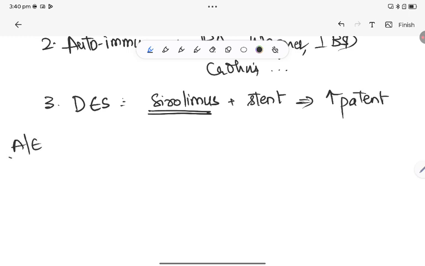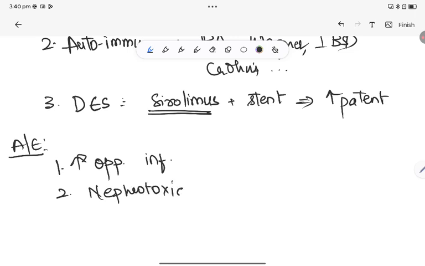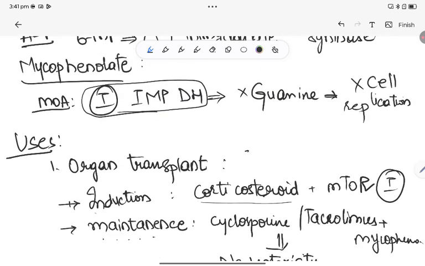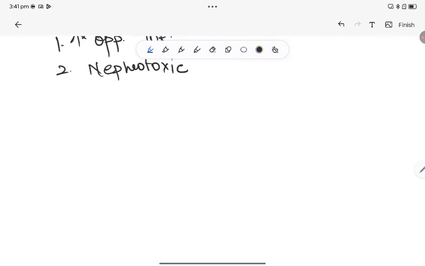Now, adverse effects. Basically, all immunosuppressants are known to cause increased opportunistic infections. The cyclosporine group of drugs are nephrotoxic. Anti-cancer anti-metabolites cause bone marrow suppression. I think these are most important. I think I have concluded, I have covered all the points. Thank you.